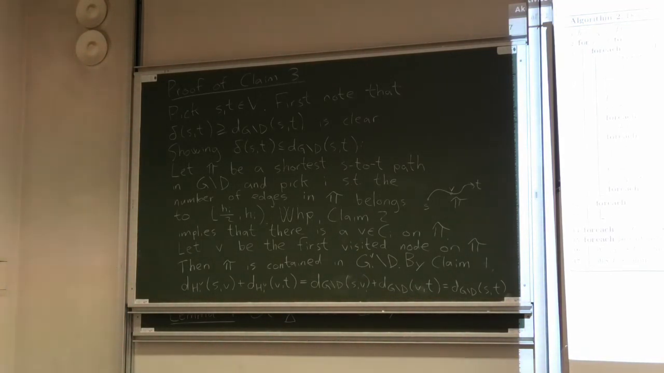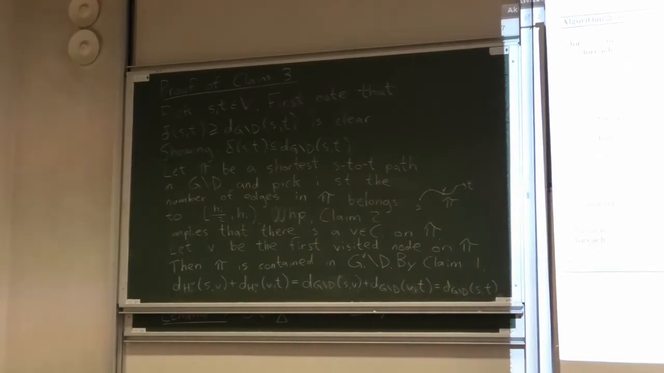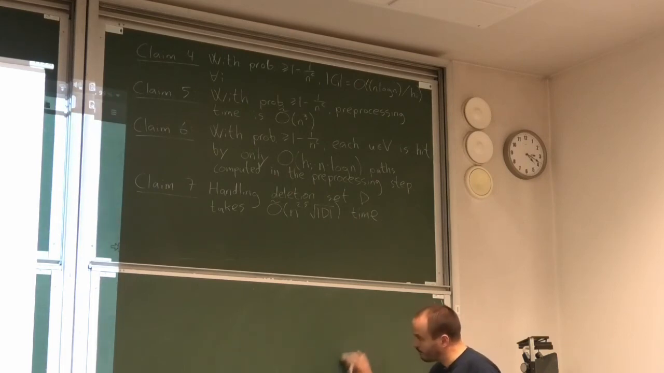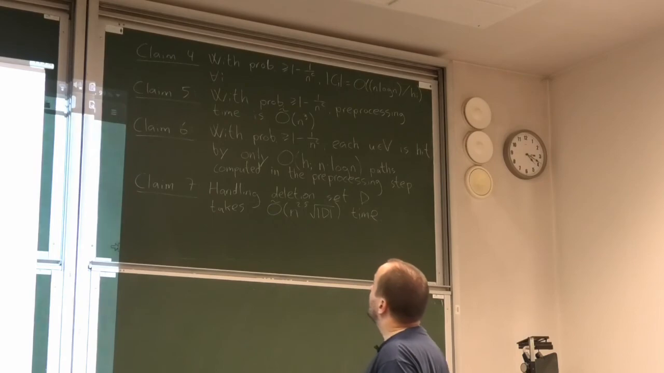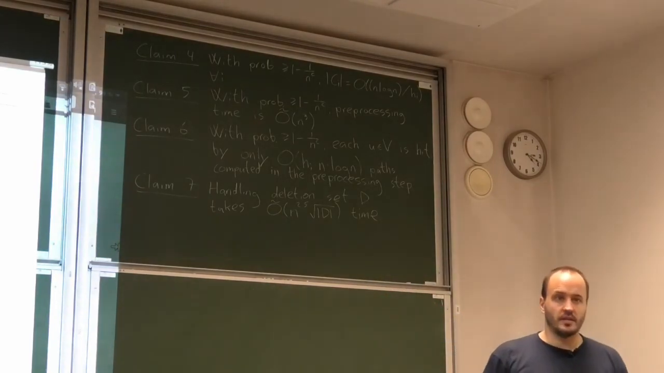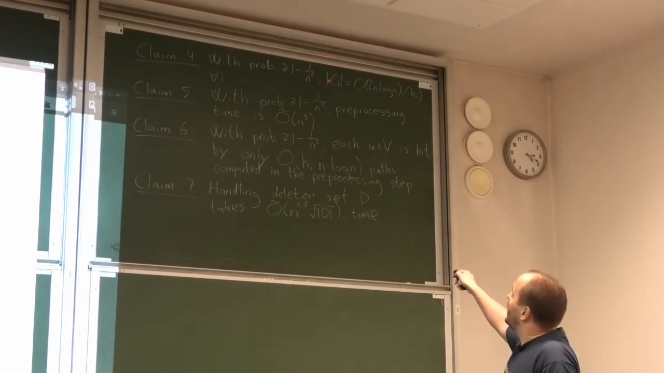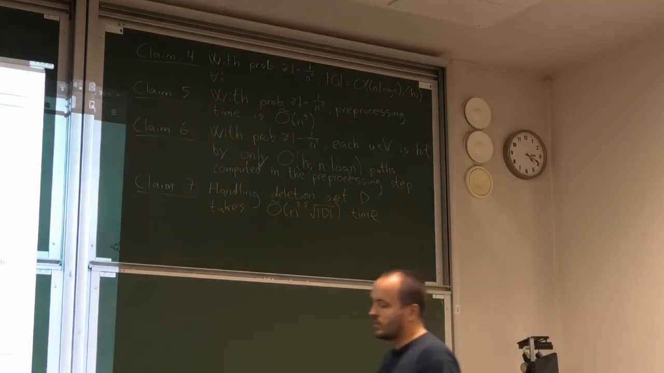Okay, so let's move on to the running time if there are no questions. And this is where we will need the pebble game, right? So far we haven't used that. So let me erase these. Now we want to show these claims here. These claims together will give us the running time bound, as we'll see. But let's start with the first claim, claim four. It says, with high probability, for all i, the size of the set of centers is no more than O of n log n over h_i. Why is that true?